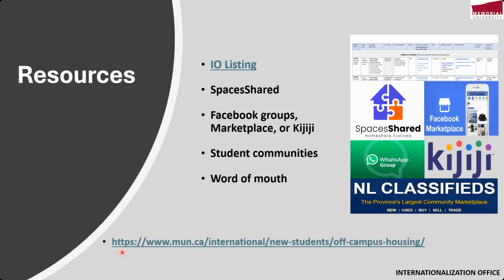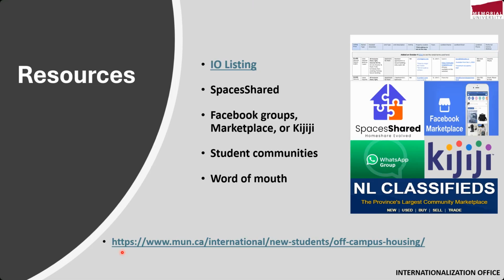So number one is IO listing. IO listing is basically on our website, the internationalization website. The landlords who have listings available that they want to rent out submit them to our office, and we update them on our website on a bi-weekly basis. If you go to the website, you can see when the last update was, and when we receive more new listings, we will update it there.